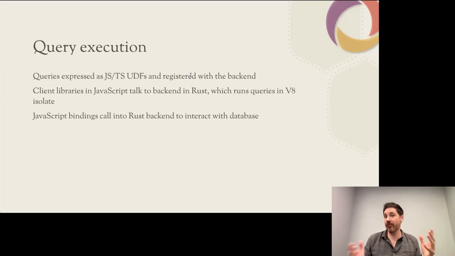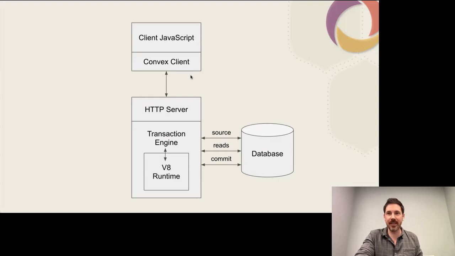And the backend's written in Rust, it runs these queries in a V8 isolate, running in Rusty V8, which is the JavaScript and WebAssembly runtime. And so there's a client on the web browser in JavaScript. It calls into a web server in Rust. Actually, I'll show you a diagram right now while we go through. This might be easier, right?